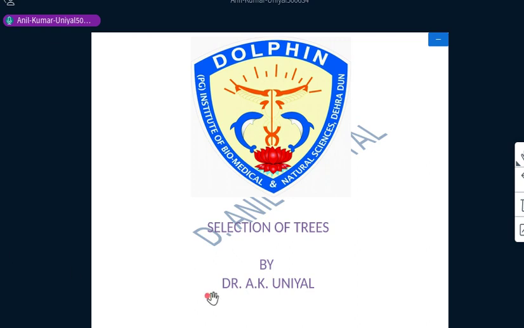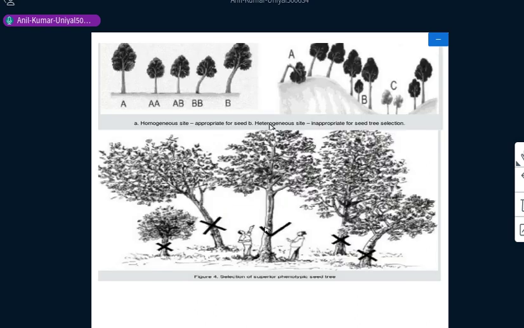Hello everyone. Today I am going to describe the topic selection of trees, and it is an important part of tree seed technology as well as for tree improvement programs, or for that subject also, or for selection of trees, as there are various pictures shown in this slide.